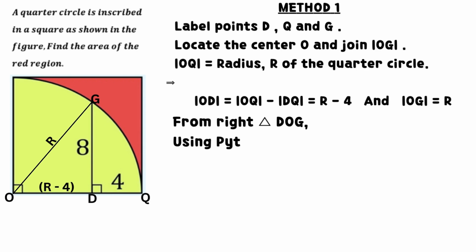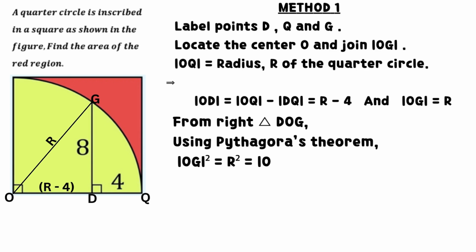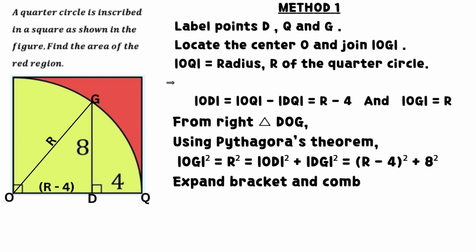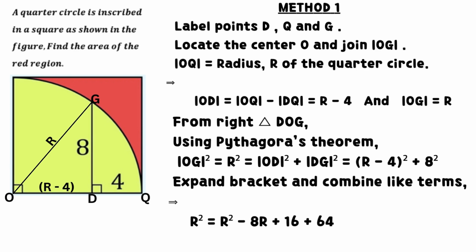From right triangle D, O, G, using Pythagoras' theorem, the square of O, G equals the square of R, which equals the sum of the square of O, D and the square of D, G, that is, the sum of the square of R minus 4 and the square of 8. Expand bracket and combine like terms. This implies that the square of R equals the square of R minus 8 times R plus 16 plus 64.